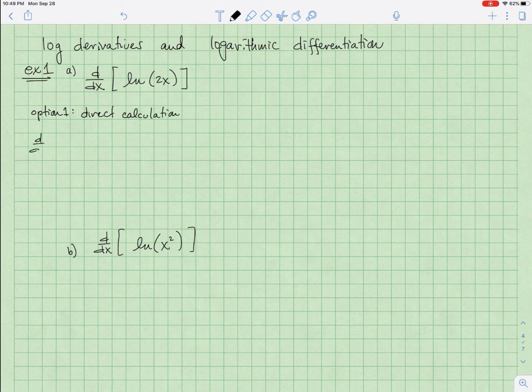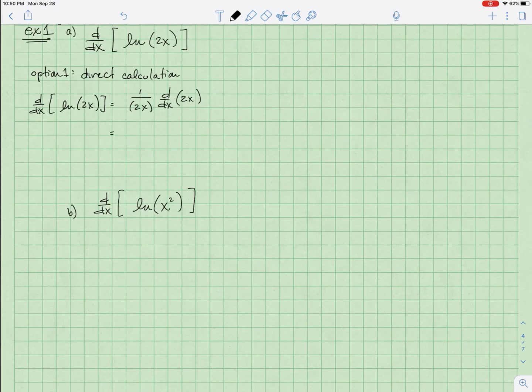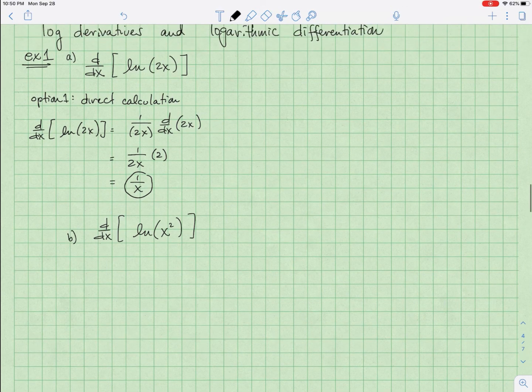Well, the derivative with respect to x of the natural log of 2x is equal to, according to our derivative rules, 1 over the inside times the derivative of the inside. And in this particular case, we just get 1 over 2x times 2. And the 2's cancel, and we're left with 1 over x. And that looks suspiciously like the derivative of just the natural log of x. So, is the derivative of the natural log of 2x and the derivative of the natural log of x exactly the same thing? And the answer to that is yes, and I'll show you why.